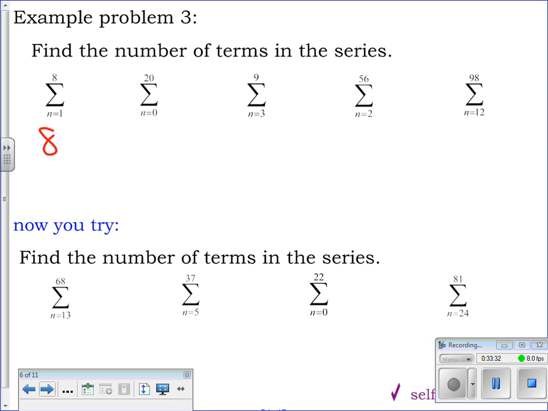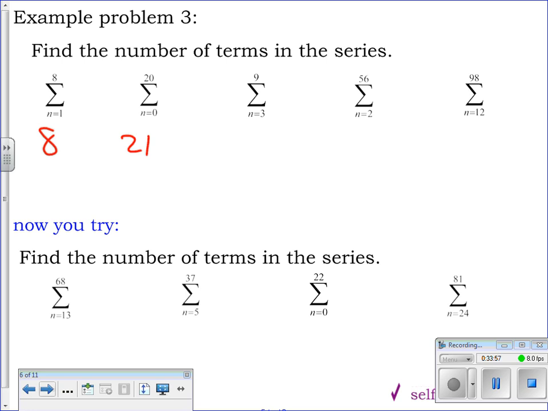Zero to 20. It's not 20, it's 21. So we start at 0 and go to 20. We don't start at 1, we start at 0, so it's 21. From 3 to 9. There's a very easy formula. Take the top number, minus the bottom number, plus 1.